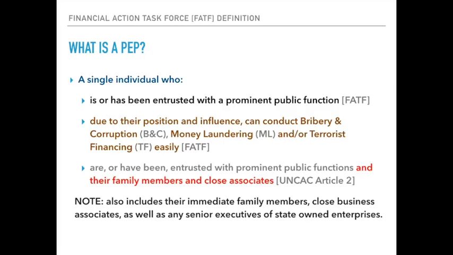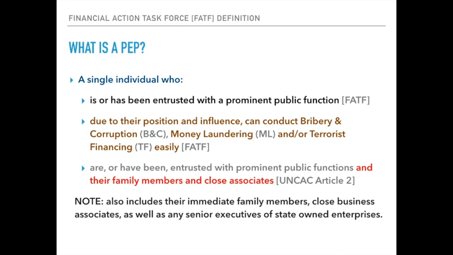Okay, so let me go through what a PEP is. Now, a PEP is a single individual who is or has been entrusted with a prominent function. That's as per the FATF guidelines. It further goes into, due to their position and influence, they can conduct bribery and corruption, money laundering and terrorist financing easily. And the UNCAC Article 2 goes on to state that their family members and close associates are also included. And this is not just the UN stating that, it goes into the money laundering regulations.